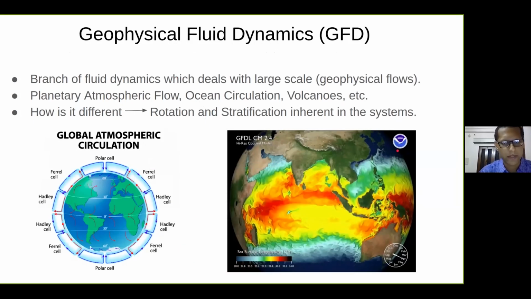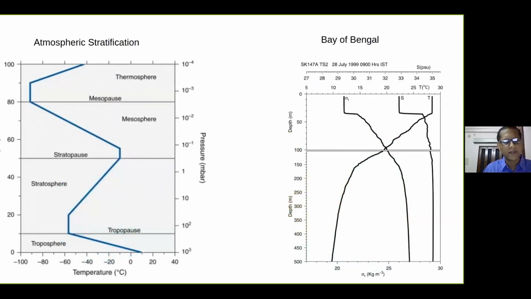This is geophysical fluid dynamics. This is a branch of fluid dynamics which deals with large-scale circulations or geophysical flows. Stratification means that there is a property of the fluid which is varying across depths, and that variation of property creates a variation in density. So this is just because of the upper ocean turbulence that you are seeing these constant values of these three quantities.